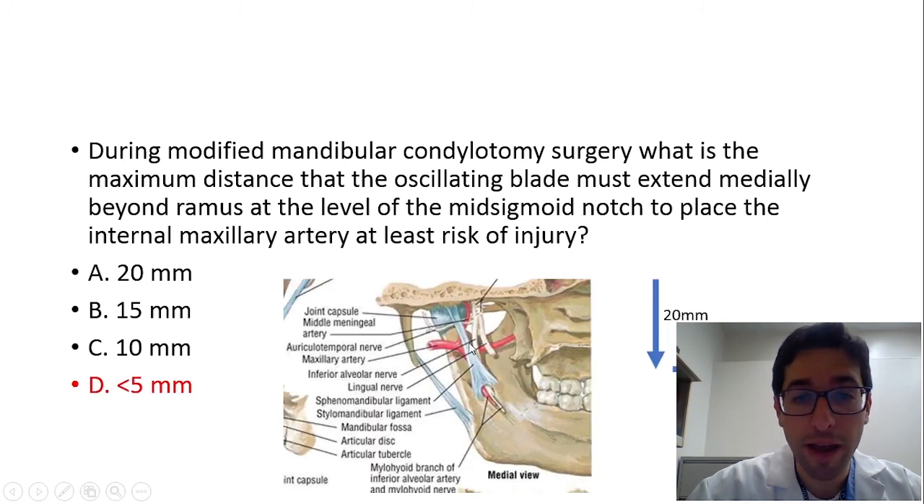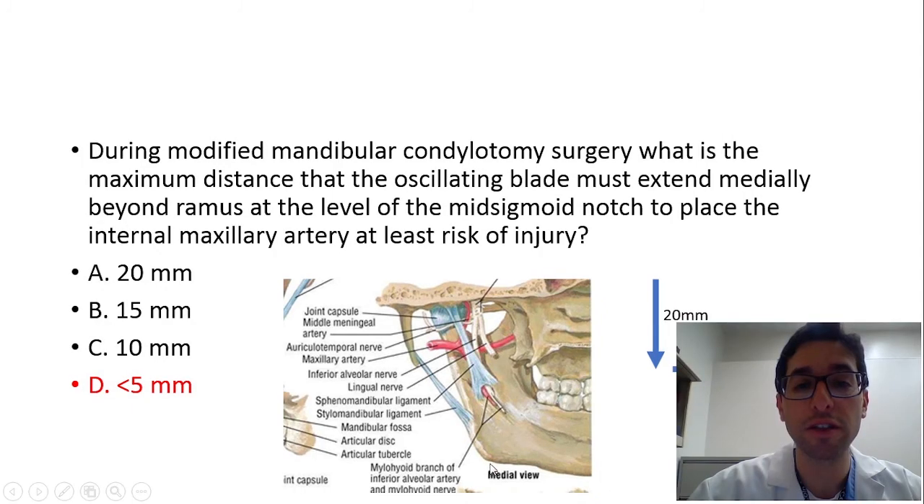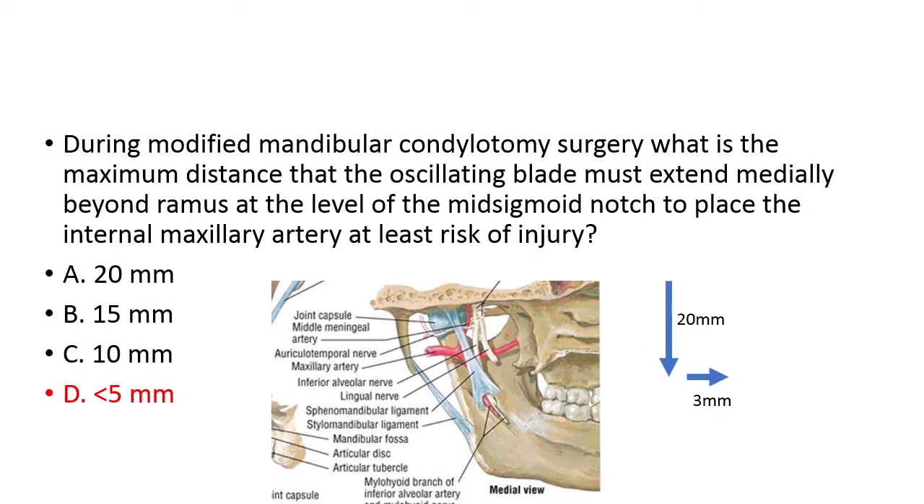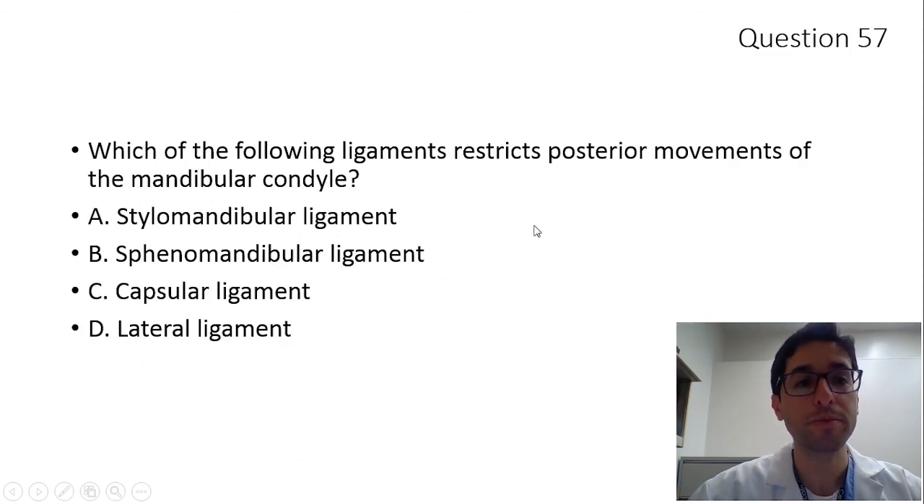You can see in this picture, where's the IMAX? Right below the sigmoid notch. If your reciprocating saw goes more than 3 millimeters, you could hit the IMAX, which is a significant risk. So that's why we talked about this last time. We push up on the condylar, we push up on the angle, and we distract the condylar head higher to push it away from the IMAX, because we know the IMAX is 20 down from the condylar head and 3 medial. 20 down, 3 medial. So anything less than 5 and you're putting that at risk.